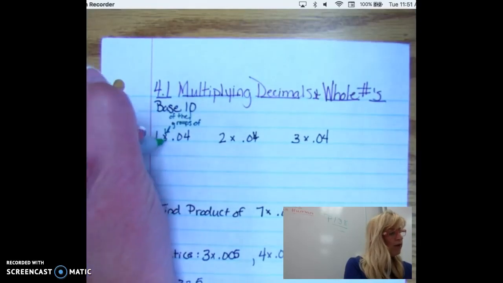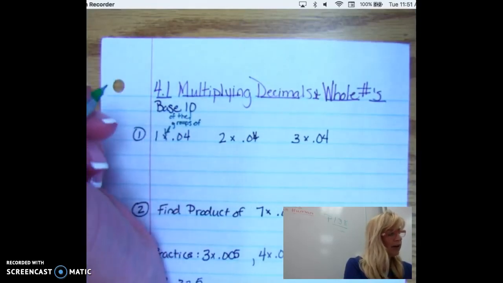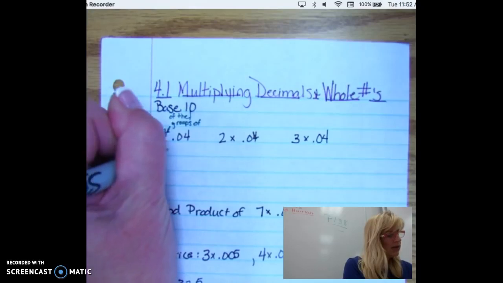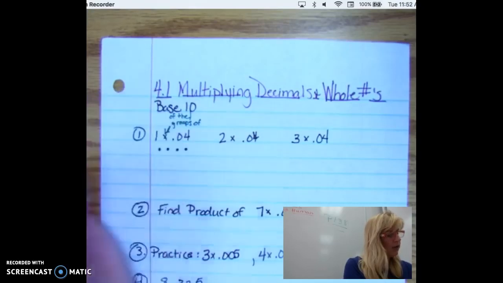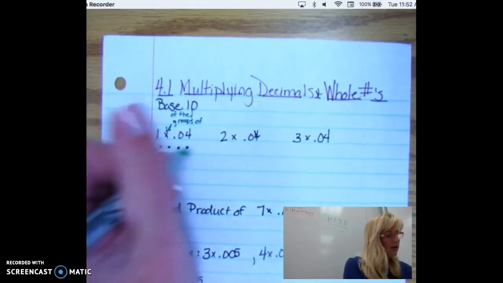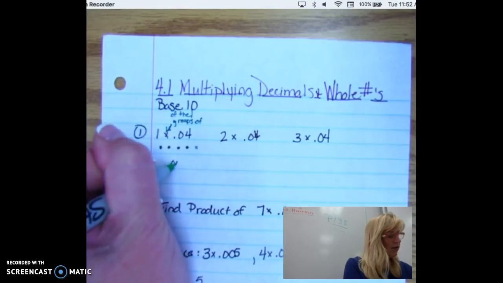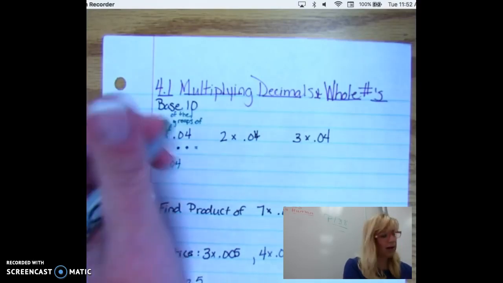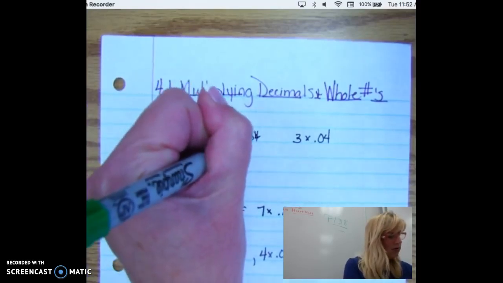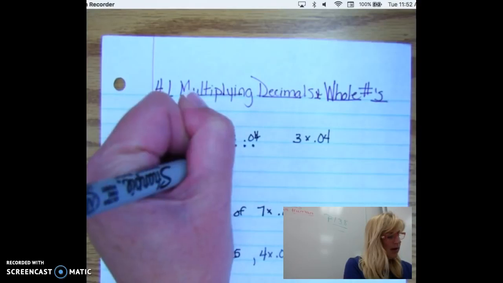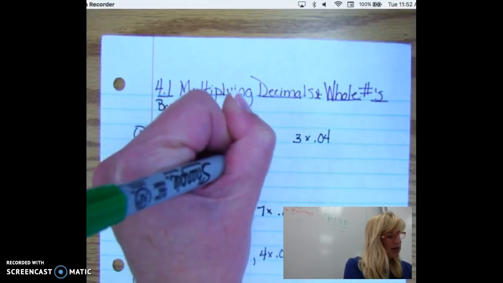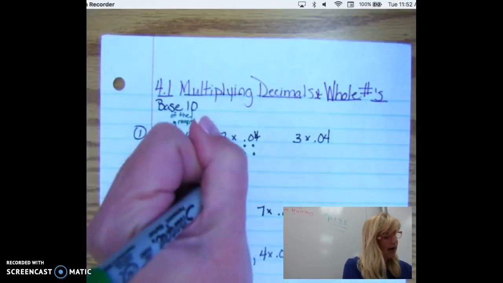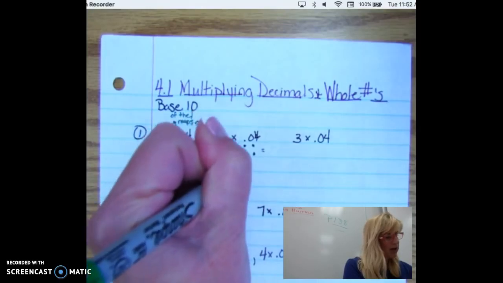So if I have one group of 4 hundredths, that is, here's my little green dots, that's equal to 0.04. What if I have two groups of 4 hundredths? Well, I'll just do 1, 2, 3, 4, and then I'll do another group underneath it, and if I count those, I end up with 0.08.